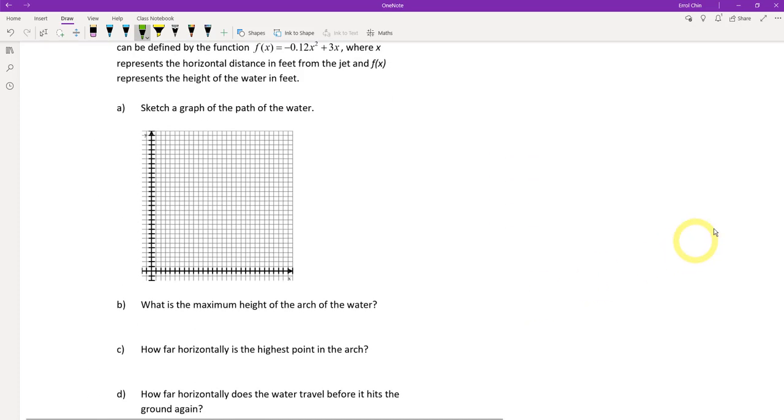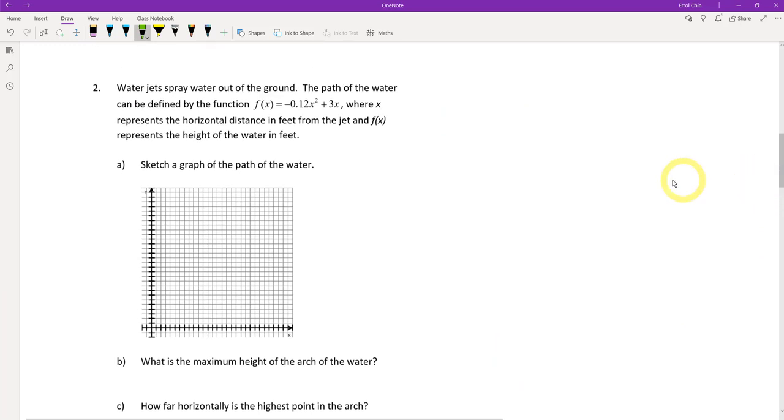Question number 2 says, water jets spray out of the ground. The path of water can be defined by this function, negative 0.12 x squared plus 3x. So as soon as you see the square, you know that it's going to be some sort of parabola. Where x represents the horizontal distance in feet from the jet, and f of x represents the height. So this will be height, and this is the distance away from where the water is pouring out. So sketch the graph of the path of the water.